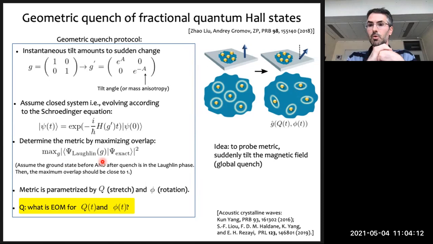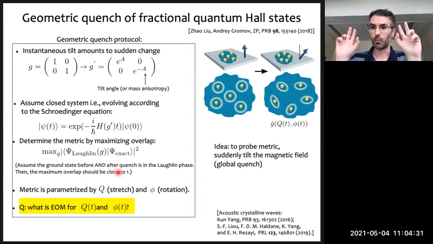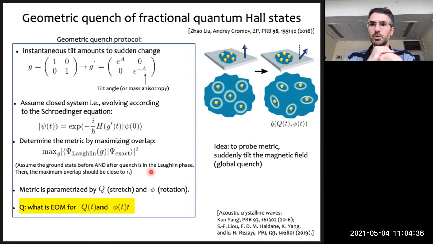So if this maximum overlap is sufficiently close to 1, then we can be sure that we found the right description of that state at time t. Okay, so of course there are some assumptions that go into this. One obvious assumption is that our quench is sufficiently weak so that there is still some kind of Laughlin type description of the system even after the quench, right? If this is not true, then we have to find another way to find this metric.